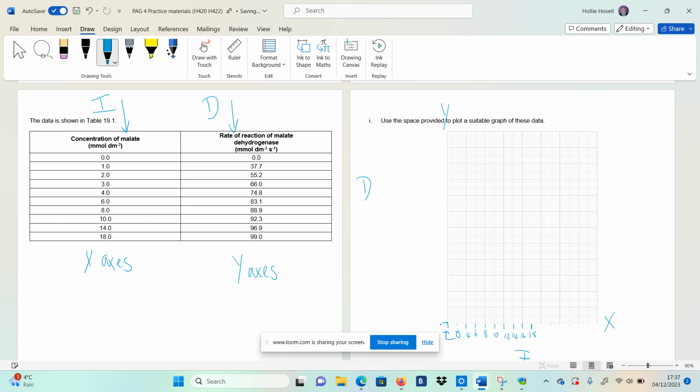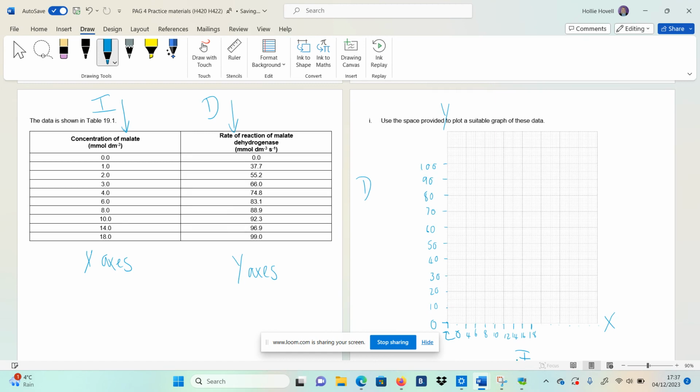Then up the side on the y-axis, we need to plot this. So we've got 0, so we must start with 0. And our highest result looking down is 99. So let's see if we could go up in tens. So possibly 10, 20, 30, 40, 50, 60, 70, 80, 90, 100. So that works, so fill that in. Double check, does it use at least half of the paper that they've given us? And are we going up in even amounts, even increments? Yes, we are.